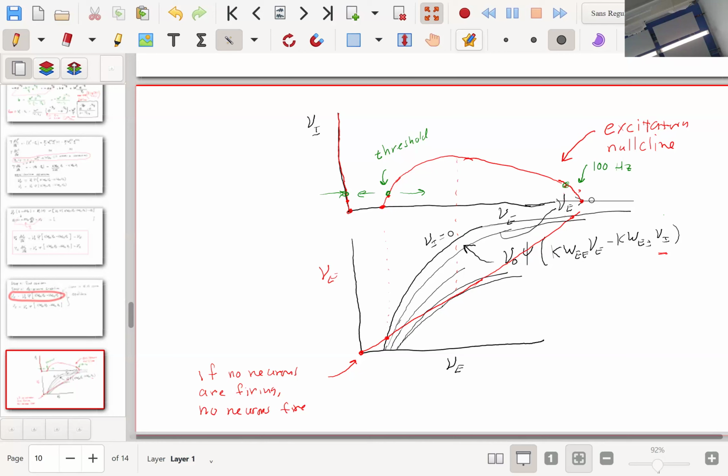We're pretty much out of time, so I'll stop here. And next time we'll make the inhibitory null line and the intersection. The inhibitory null line is actually a lot easier. After making it, we'll look at the intersections and then we'll look at stability. Okay. And so we'll do that next time.